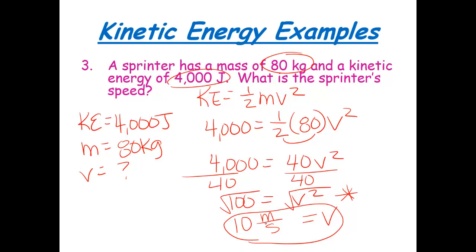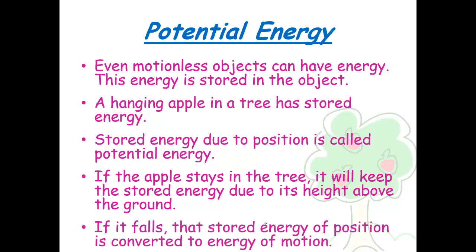Alright, so that's kinetic energy. Now we're ready for potential energy. Kinetic energy is when objects are moving. Potential energy is for motionless objects. I think of objects that are hanging up high usually. This is things that have basically stored energy. For example, if you have an apple hanging up high, it has stored energy.